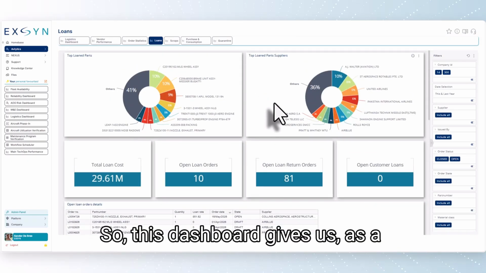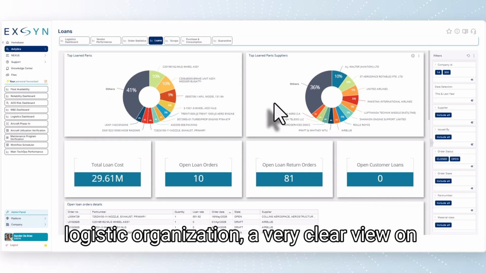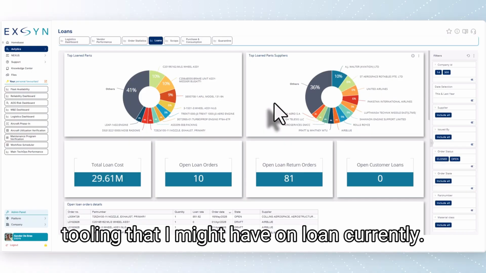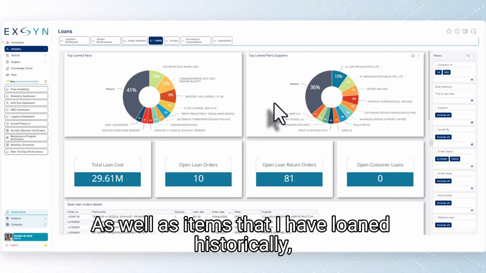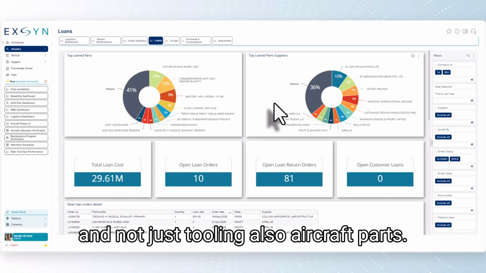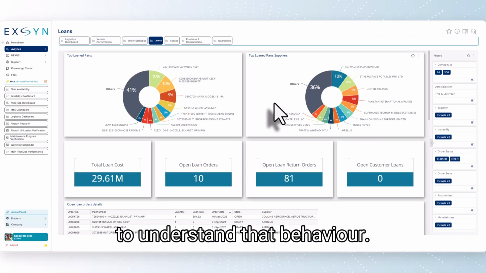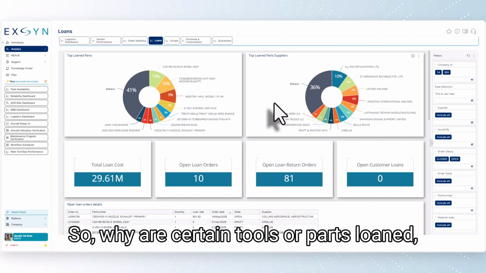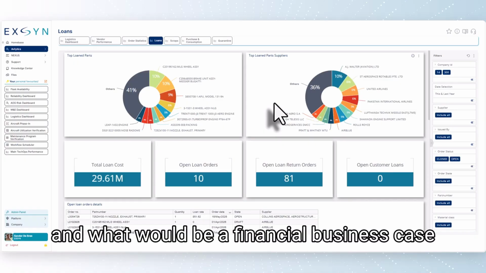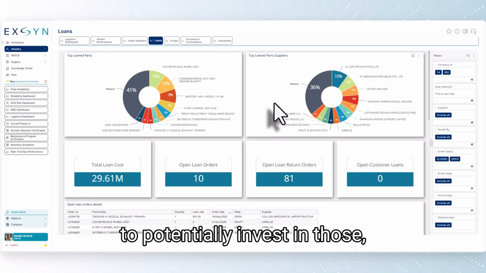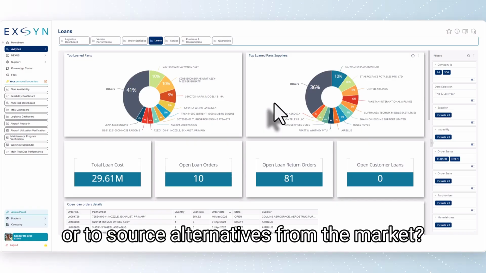So this dashboard gives us as a logistic organization a very clear view on tooling that I might have on loan currently, as well as items that I have loaned historically, and not just tooling, also aircraft parts. And this is particularly useful as an organization to understand that behavior. So why are certain tools or parts loaned? And what would be a financial business case to potentially invest in those, or to source alternatives from the market.